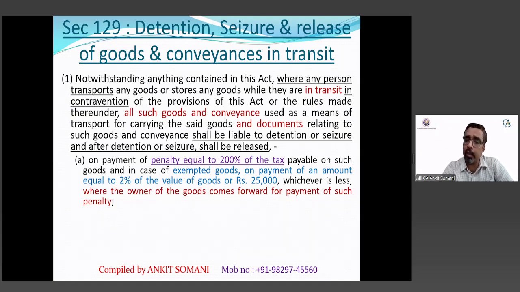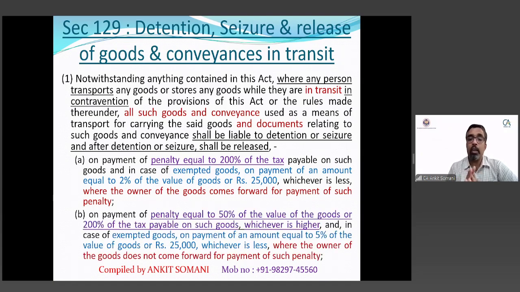And in the case of exempted goods, on payment of an amount equal to 2% of the value of goods, or rupees 25,000, whichever is low. Now, this is the case where the owner comes forward for payment of such penalty. This we have already discussed. But in the case where the owner does not come forward for payment of such penalty, what is the penalty for which notice and ultimately order can be passed? On payment of penalty equal to 50% of the value of goods.